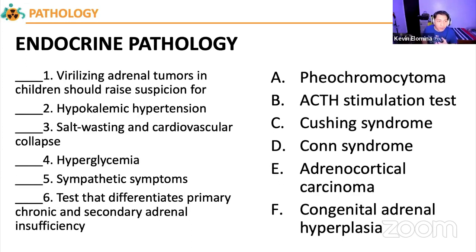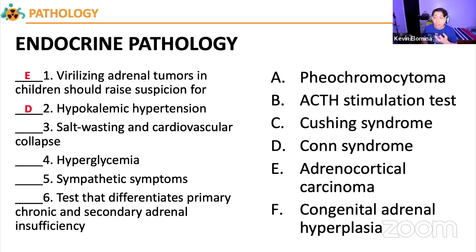If you have virilizing adrenal tumors in children, anong isususpect mo? Adenoma or carcinoma? That is carcinoma. Okay? Now, if you have hypokalemic hypertension, that is your Conn syndrome. Diba? That is your primary hyperaldosteronism.